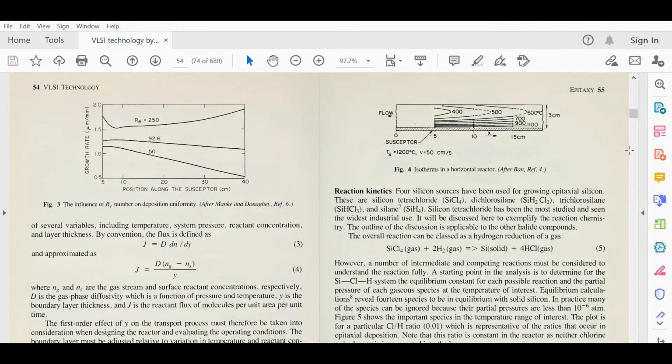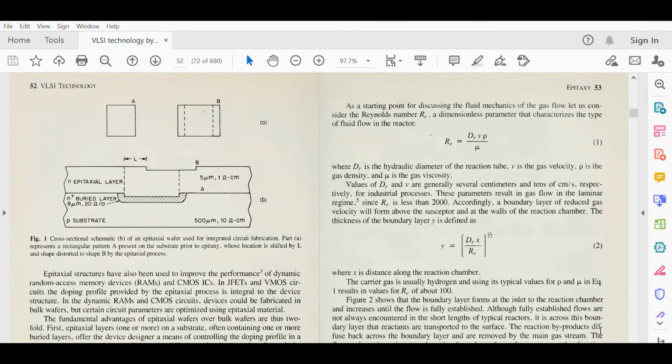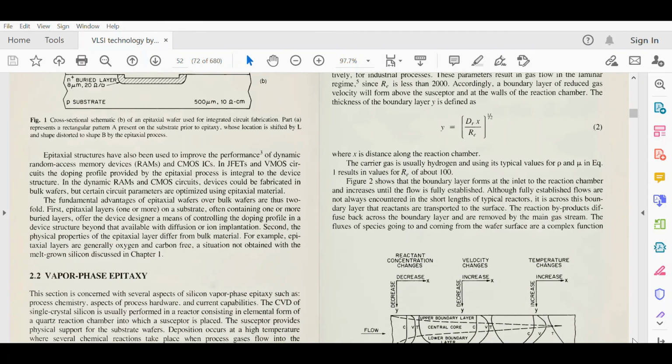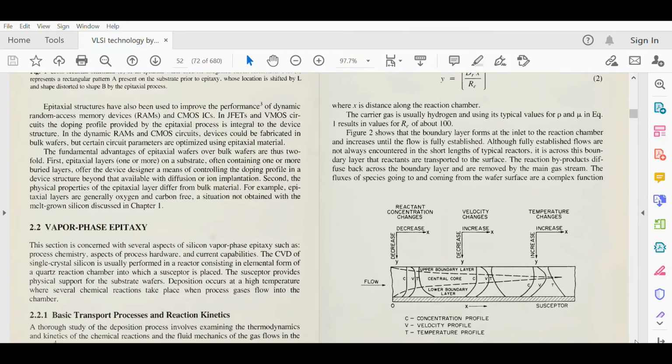So that was the figure which was there. Let us see that figure. This is the flow. This is the susceptor. Lower boundary layer, upper boundary layer. This is the central core. C is the concentration profile. V is the velocity profile. T is the temperature profile. So depending upon our need, we will be modulating these things.